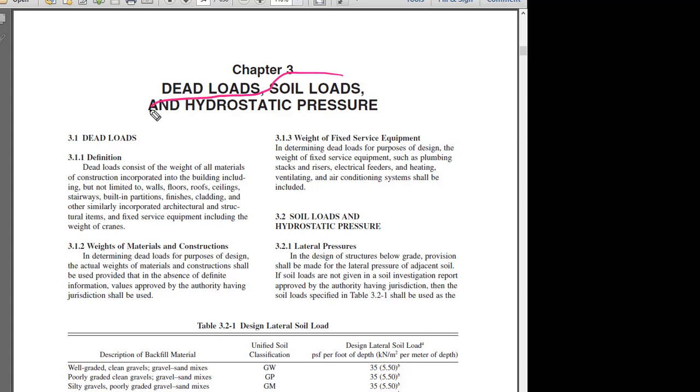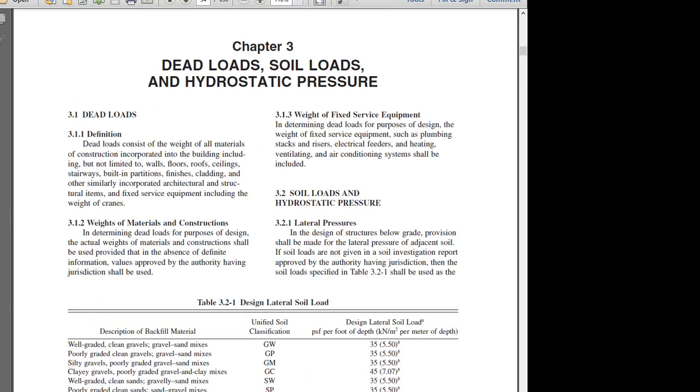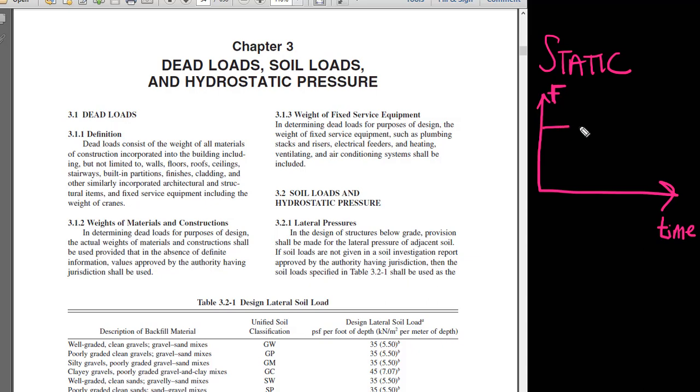Soil loads and hydrostatic pressure we are going to save toward the end of the course for when we talk about concrete and foundations. Now I'd like to point out that this chapter, chapter 3, is relatively short. And that's because due to their nature of being permanent loads, these loads are static. In other words, if we plot on a graph with time on the x-axis and the magnitude of the force on the y-axis, that line is going to be perfectly flat. So we know that the load is not going to change ever during the lifespan of the building.